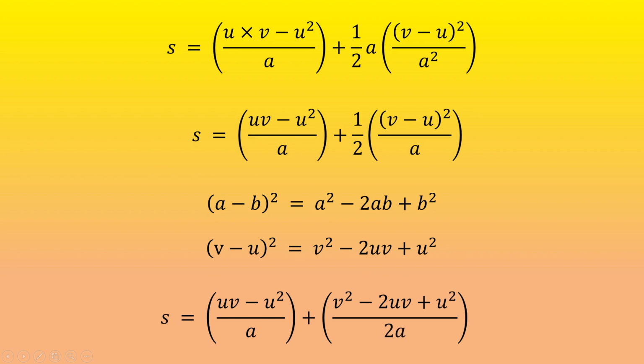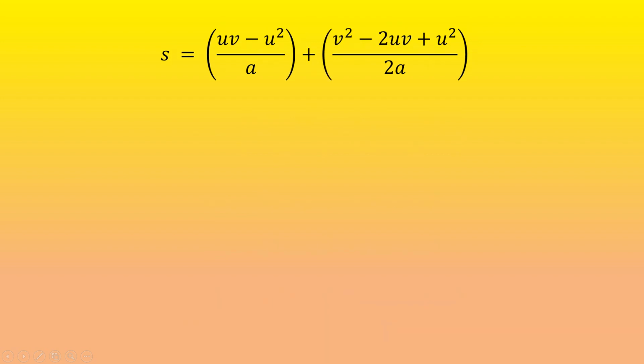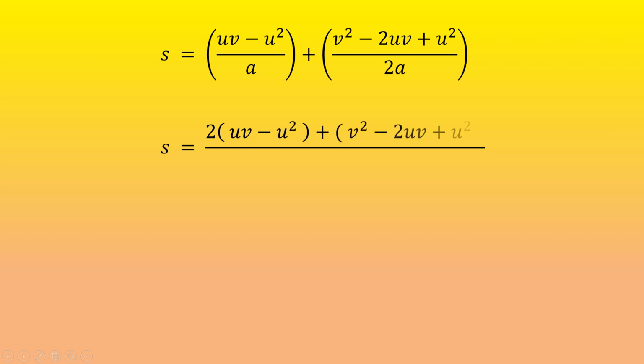I'm just substituting this in the place of v minus u whole square. We'll have to further simplify this. In the next step, I will take the LCM of 2a and a. If I do that, I'll get LCM as 2a, right? And you will get s is equal to 2 into uv minus u square plus v square minus 2uv plus u square divided by 2a.